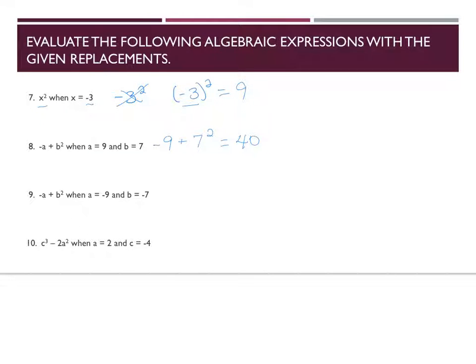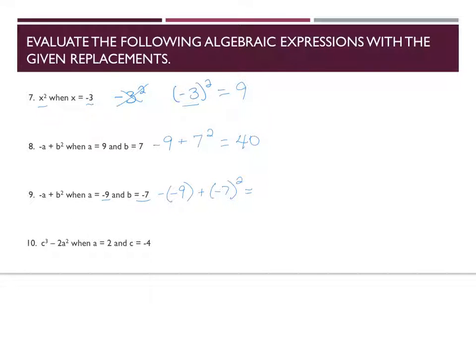Now I have the same problem here, only this time my a and b are negative. When I do this, I am going to need to put in some extra parentheses. I want a negative a, and a is -9. I never want to draw two negative signs back to back without being separated by parentheses. Now I need a plus sign, and I want to square -7. Now again, just like in number 7, I want to square the negative and the 7. To do that, the -7 needs to be in parentheses with a square on the outside.